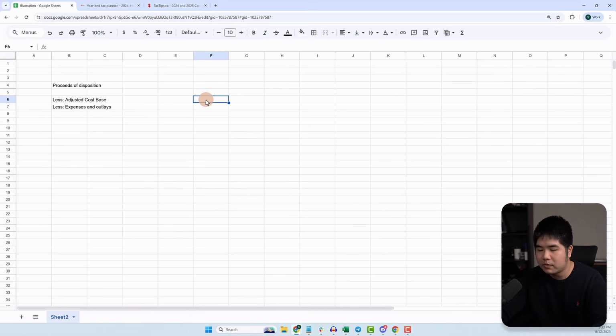So for example, let's say we bought a rental property for $100,000. Then we made some upgrades, renovation, and we spent another $2,000. And then we eventually sold it for $150,000. And then we spent $2,000 in legal fees. So then our capital gain is $150,000 less $102,000 less $2,000. So this is our capital gain.